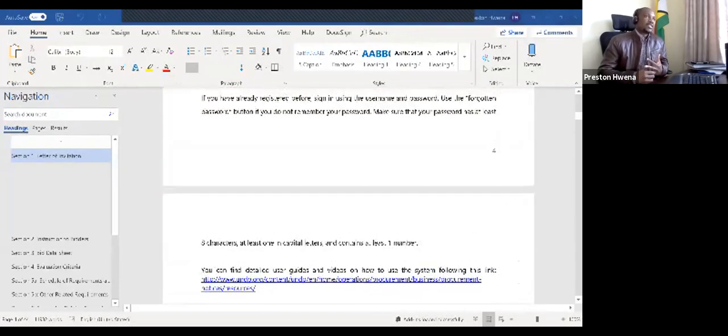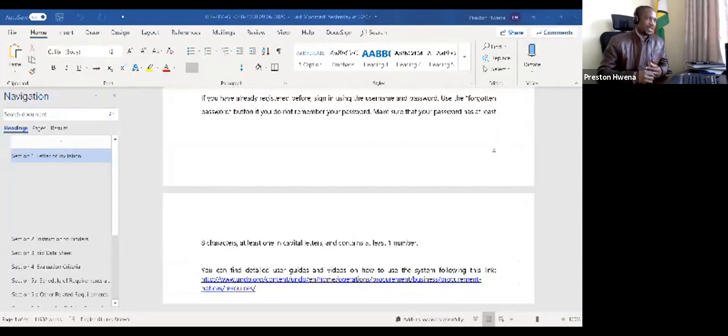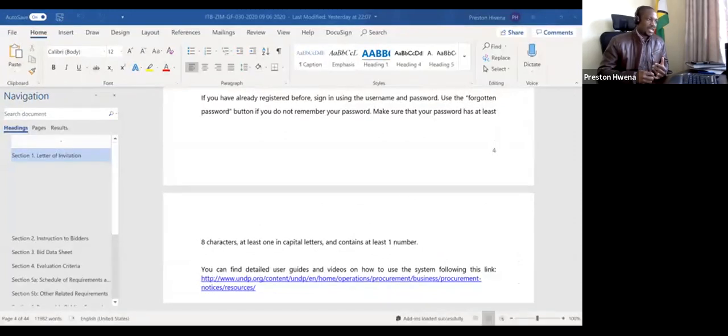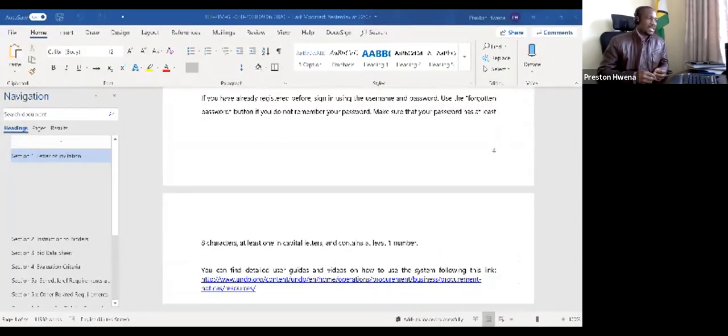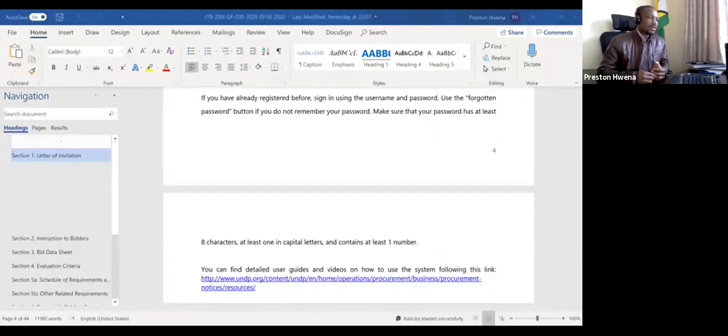Please note our system is mainly supported from New York. So whenever you have challenges, please send us an email. Then we can follow up with the New York support team or the help desk as soon as possible. Whenever you set your password, make sure that it has at least 8 characters, at least 1 capital letter, and also contains 1 number.